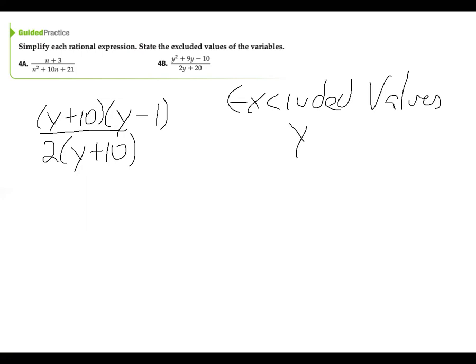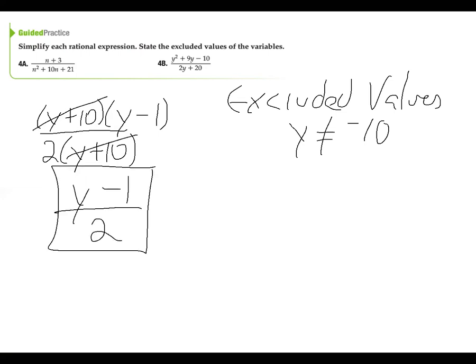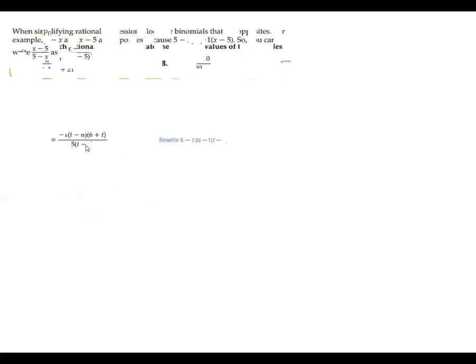Okay. The excluded values are y not equal to -10. And then you can cross-cancel a factor of y plus 10. And you have y minus 1 over 2 is your fully simplified form. Okay? And notice that in your final answer, you wouldn't get the value of -10 from it. That has to come from the factored form of the original problem.